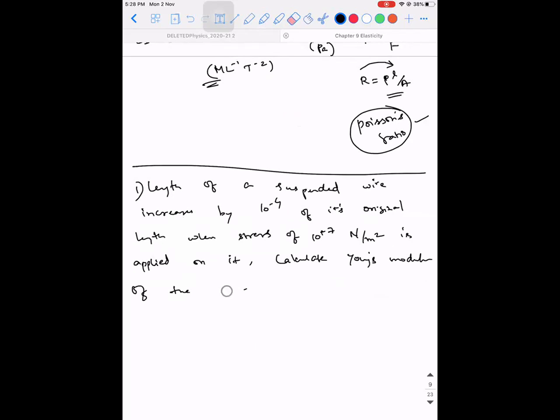Wire means Young's modulus is defined for the material of the wire. Actually, the question will be: calculate Young's modulus for the material of the wire. So for a given material, Young's modulus is always a constant. If you're using, let's say, a steel wire, for that steel wire Young's modulus will always be a constant. It will not change according to its length or anything.